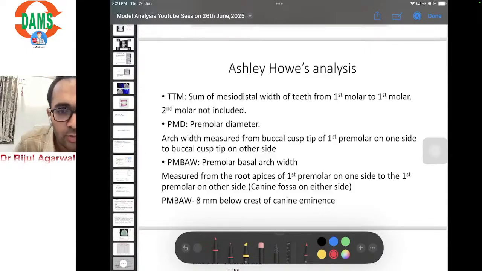And how do we measure the arch width? We have already told you. Okay, but here it is different. You need to measure it from the buccal cusp tip of one side to the other side.